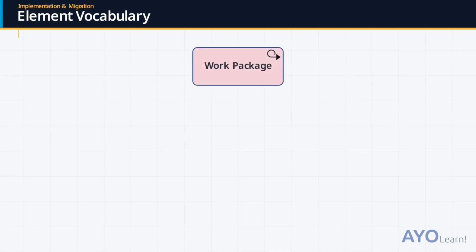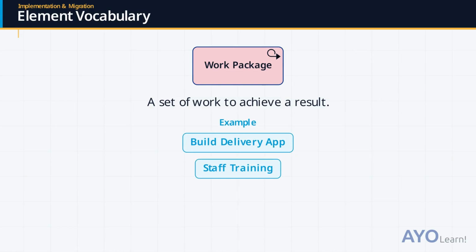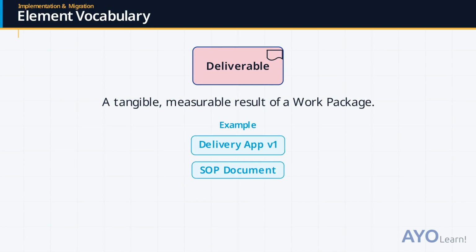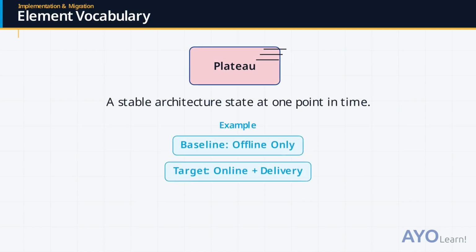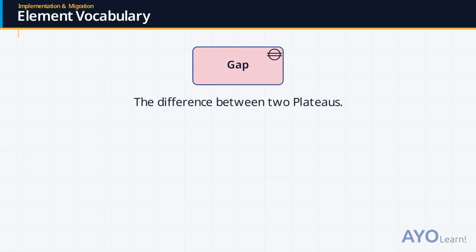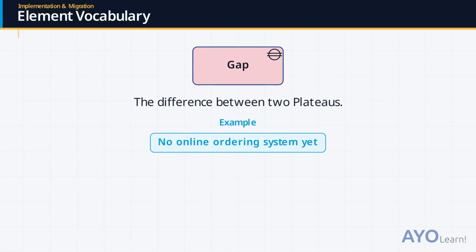A work package is a set of work to achieve a result, like building a delivery app. A deliverable is its tangible, measurable outcome. A plateau is a stable architecture state at one point in time. A gap is the difference between two plateaus. And an implementation event marks a change of state, like go live.